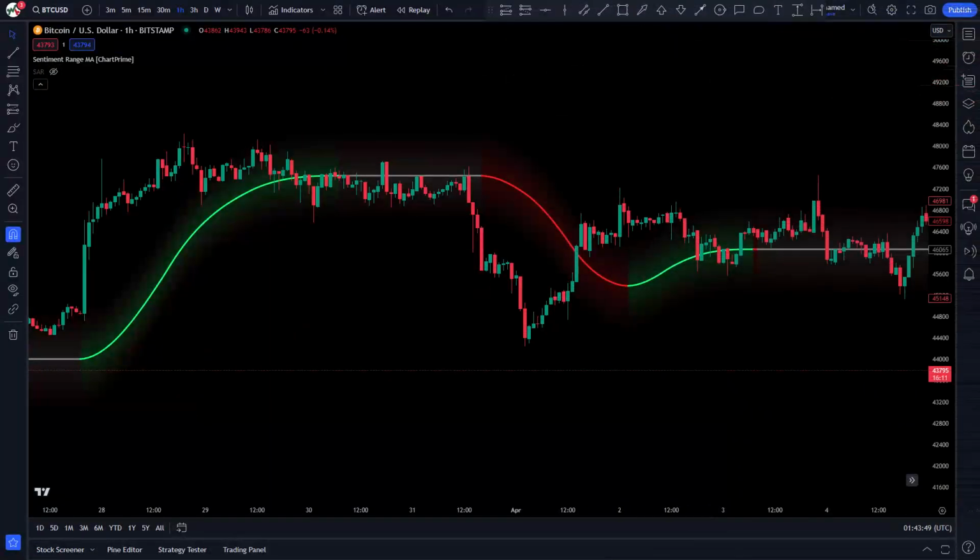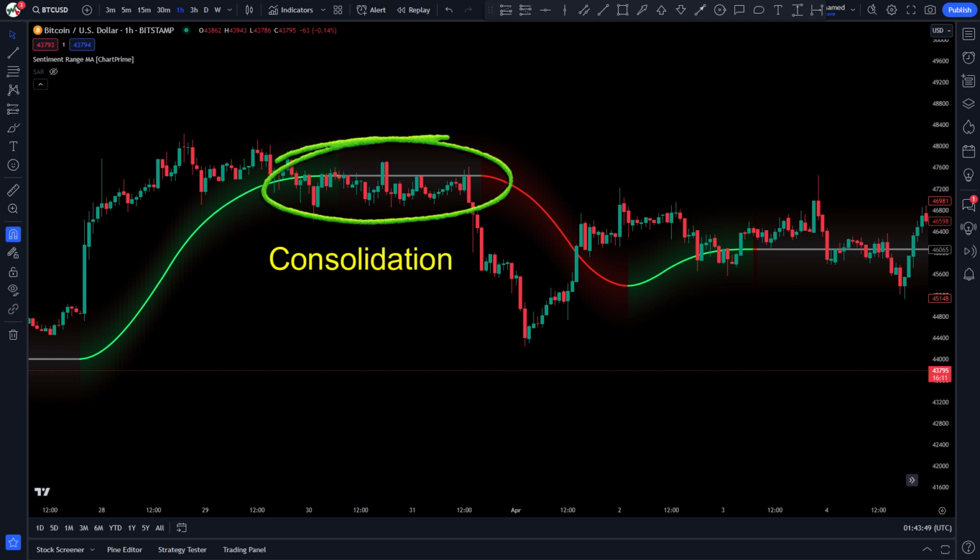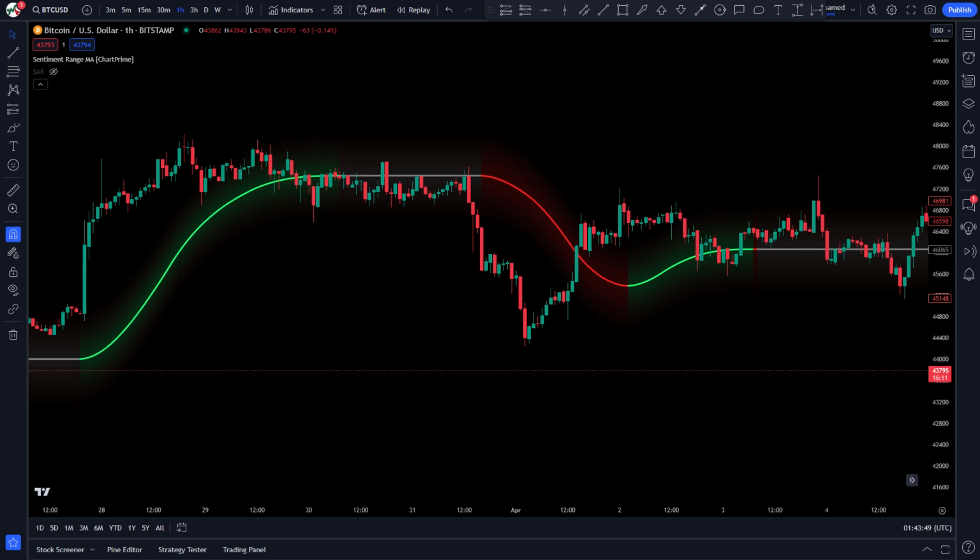Whenever the market is dominated by buyers, the price closes above the line. The moving average becomes green, which makes it a lot easier for traders to read the charts. When bullish momentum slows down and buyers start taking profits, the market enters a consolidation phase. Price often starts forming equal highs and lows. This is the time to refrain from trading. The Sentiment Range MA highlights these areas in gray. As soon as sellers take control and the price falls and remains below the moving average, the line turns red.